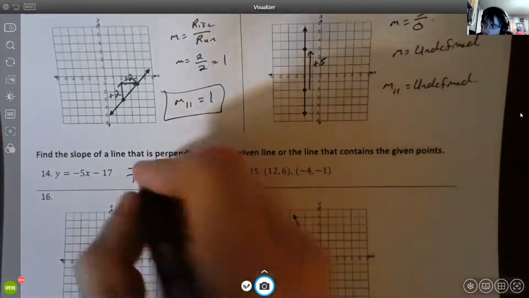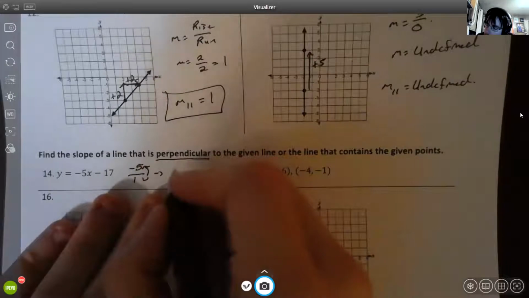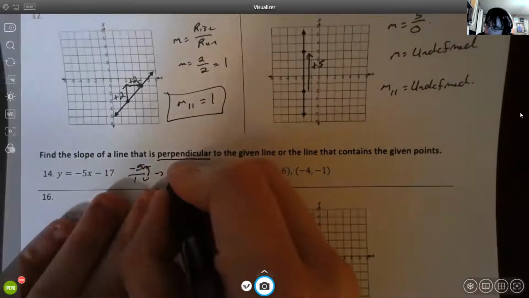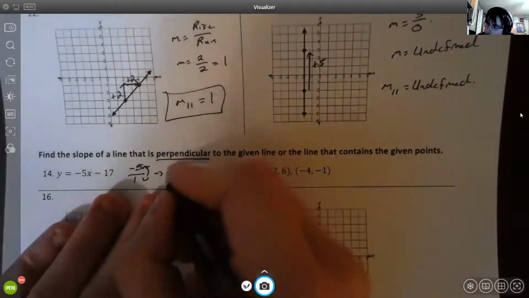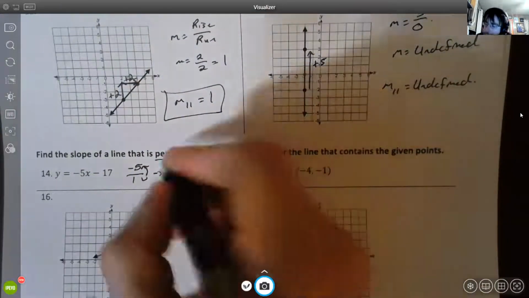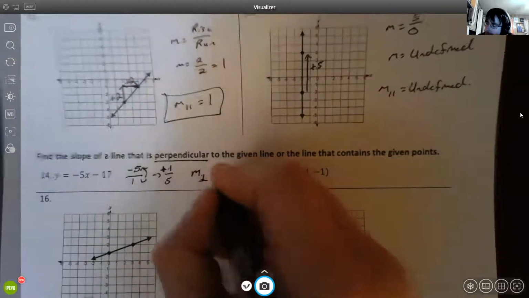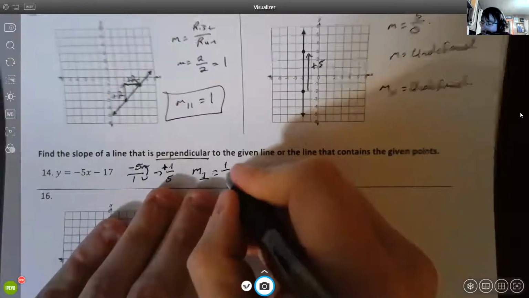We need to flip the fraction. So that becomes 1 over 5, negative 1 over 5, and then we change the sign. So the negative becomes a positive. So our perpendicular slope would be equal to 1 over 5.